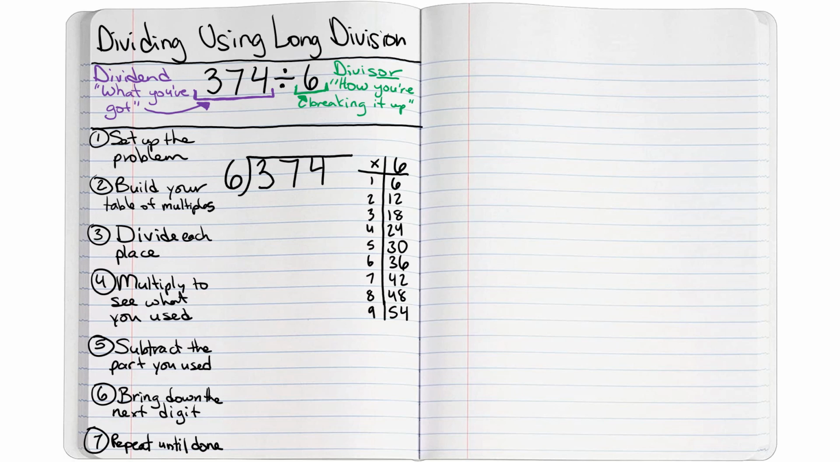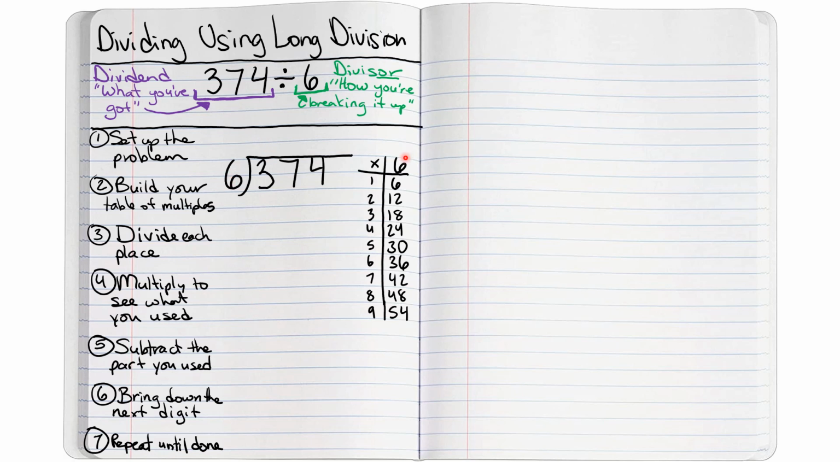Step 3 is divide each place. So in addition and subtraction and multiplication, we always start with our smallest place value and work our way over. Division's going to be the opposite. In division, I'm going to start with the digit that's closest to my divisor, and I'm going to go that way. So starting here, I've got 3 divided by 6.